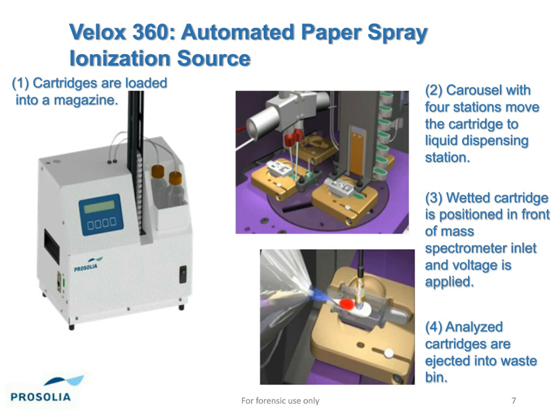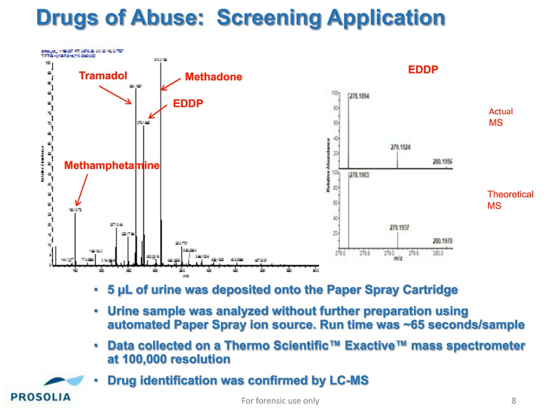The first example is looking for drugs of abuse in a substance like urine. In this case, 5 microliters of urine was deposited on the cartridge. The urine was then analyzed directly without any other sample preparation. The analysis time was about 65 seconds. In the sample, we see methamphetamine, tramadol, EDDP, methadone, fairly typical things you might find looking for drugs of abuse in a urine sample. This data was collected on a Thermo Scientific Exactive mass spectrometer. The drugs in this case were all identified by accurate mass and confirmed by LCMS.